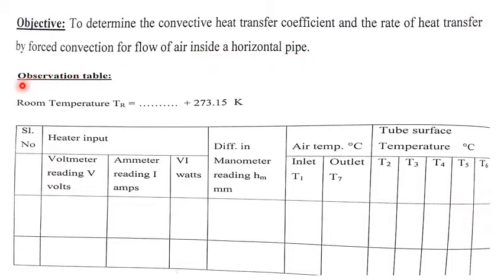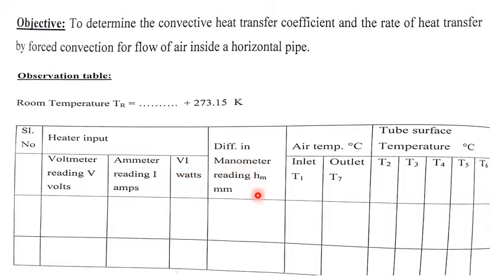So this is the observation table. Before starting the experiment, we have to note down the room temperature, that is TR. We have already noted down the room temperature TR as 31 degrees centigrade. We have to add 273.15 Kelvin to this room temperature. This is the heater input: voltmeter reading V in volts, ammeter reading I in amperes. V into I gives the heat input in watts.